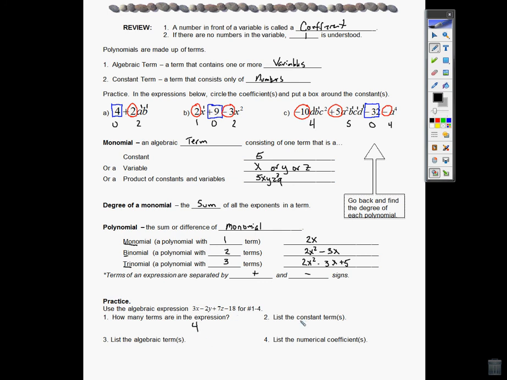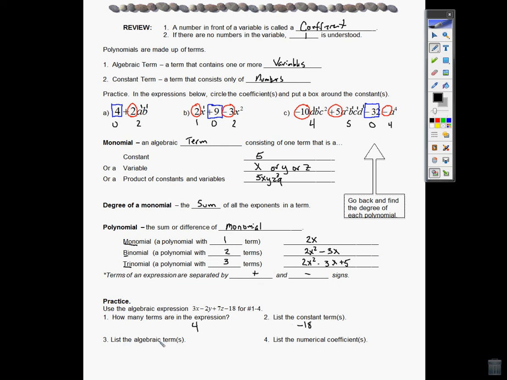List the constant terms. Well, just like we did up here, the constant terms are the ones that don't have any variables attached. So this is 3x, that's not a constant. Negative 2y, that's not a constant. 7z is not a constant, but negative 18 is a constant.